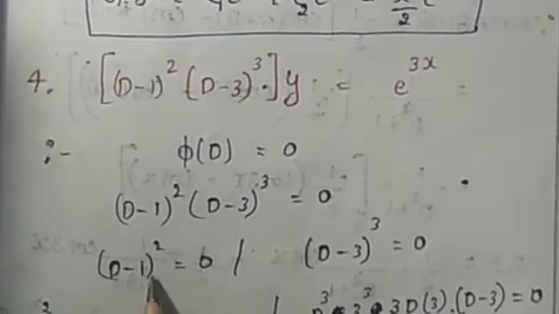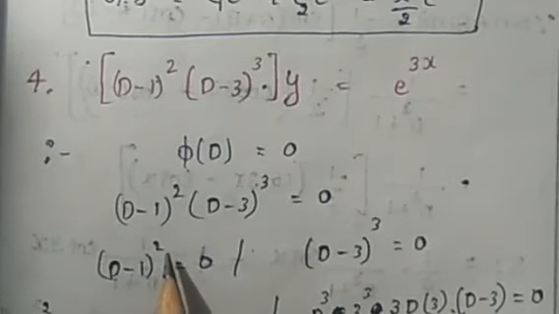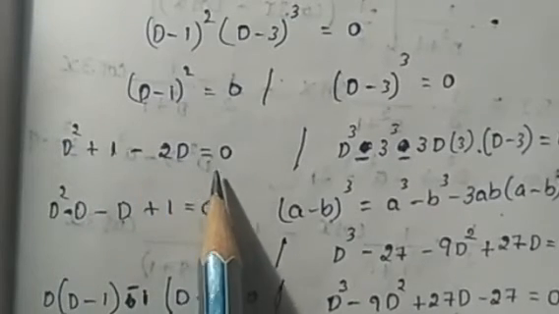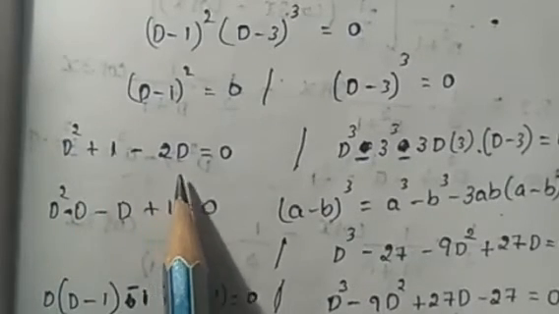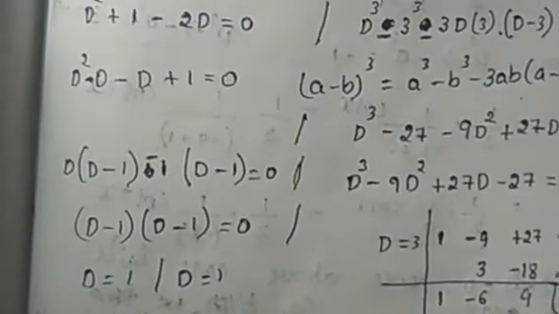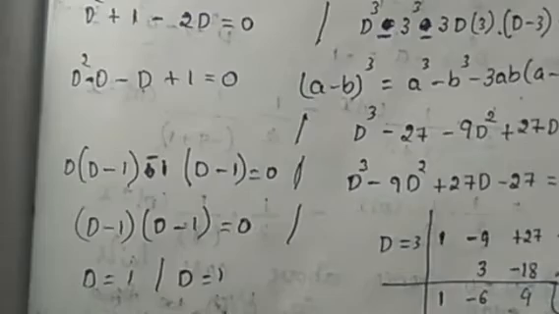(D minus 1) whole square is of the form (a minus b) whole square. Simplifying it, we get d square plus 1 minus 2d is equal to 0. If you solve this, you get two roots: d is equal to 1, d is equal to 1.